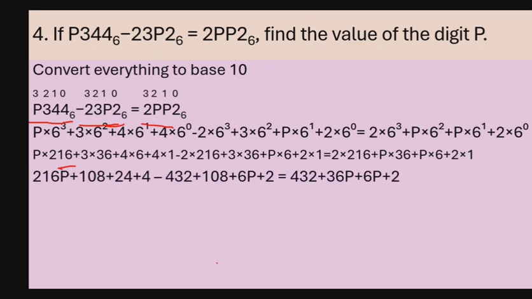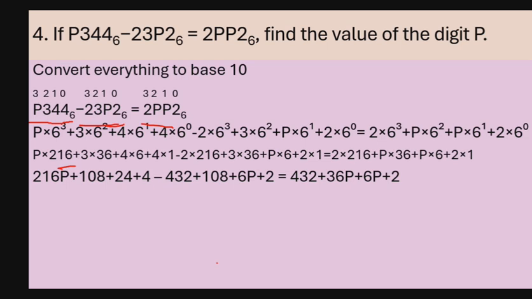Now, this is where we multiply out. P times 216 is going to give us 216P, plus 3 times 36 is going to give us 108, plus 4 times 6 is going to give us 24, plus 4 times 1 is going to give us 4. Bring down the minus sign.